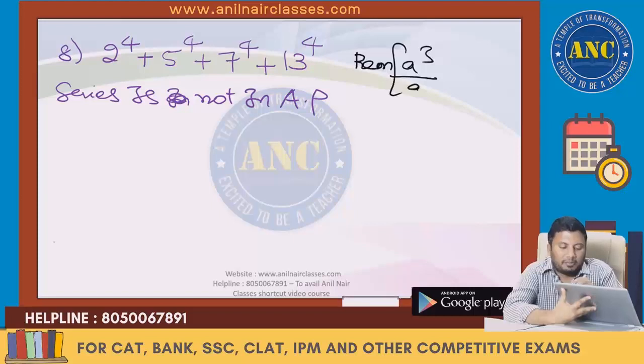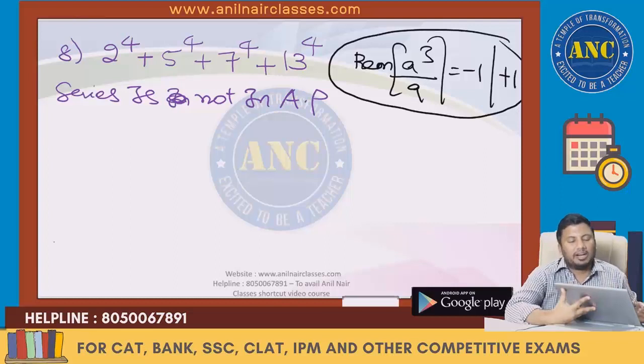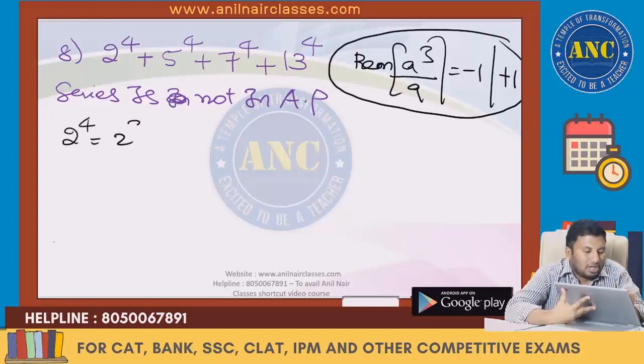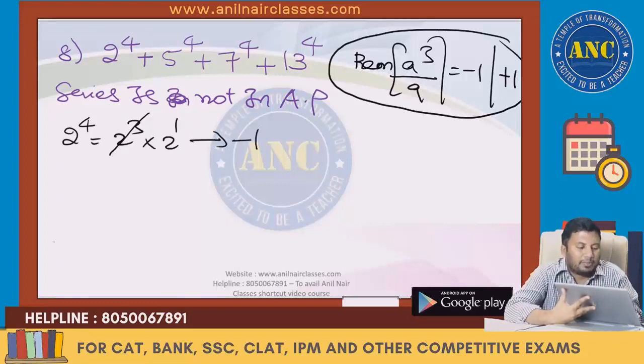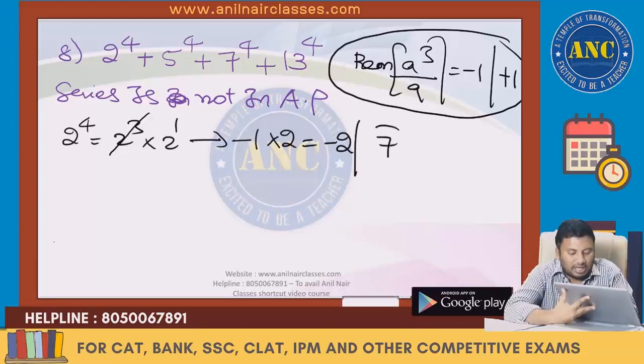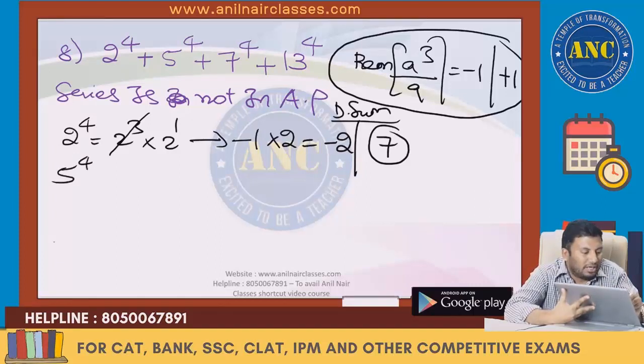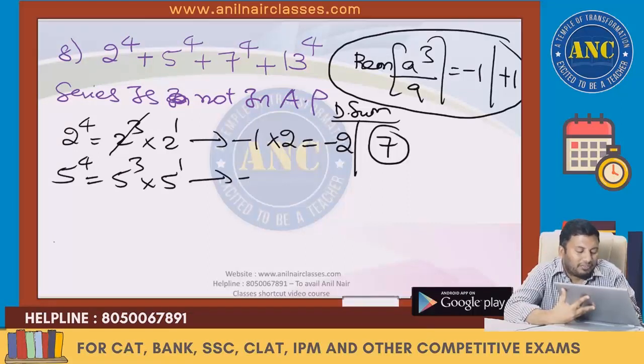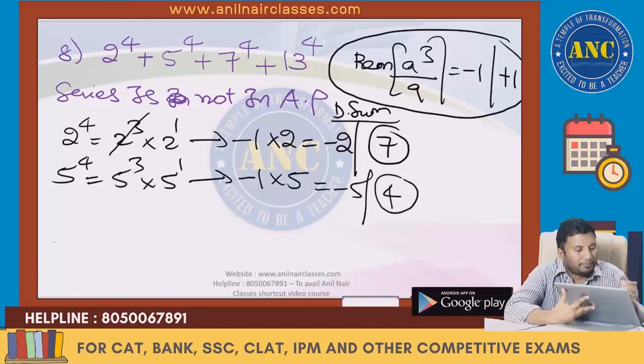A cube divided by 9 is minus 1 or plus 1. 2 power 4 is 2 cube into 2 power 1. 2 cube is 8, 8 divided by 9 is minus 1, into 2, which is minus 2. First one digital sum is 7. Don't show your intelligence, find the value. 5 cube into 5 power 1, 125, 8 minus 1, minus 5, positive remainder is 4.